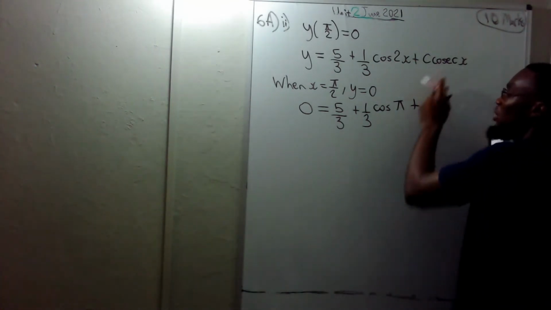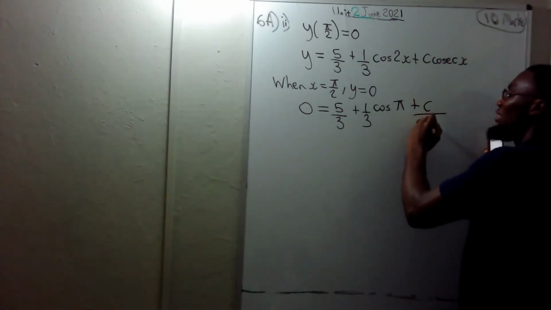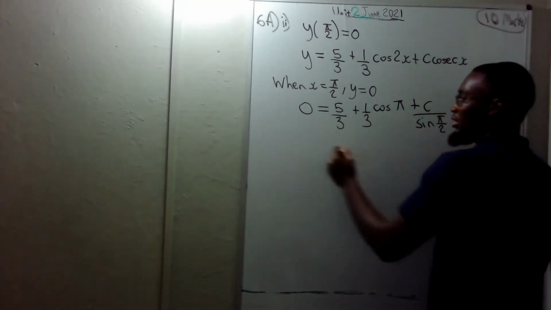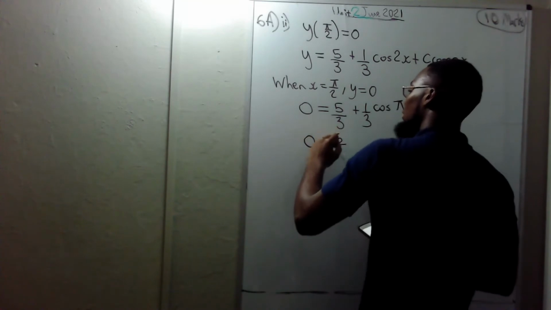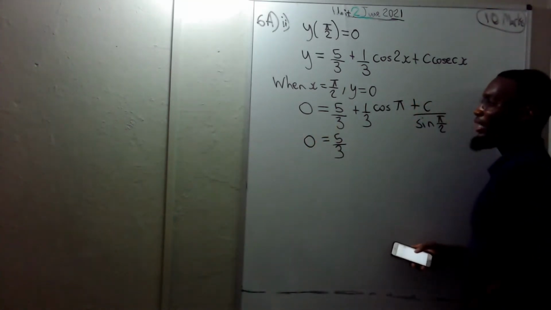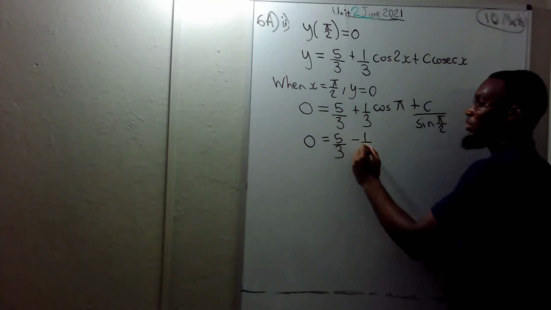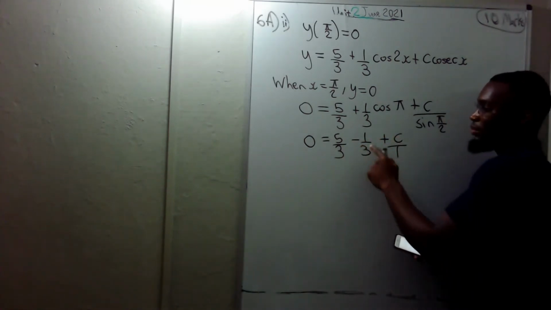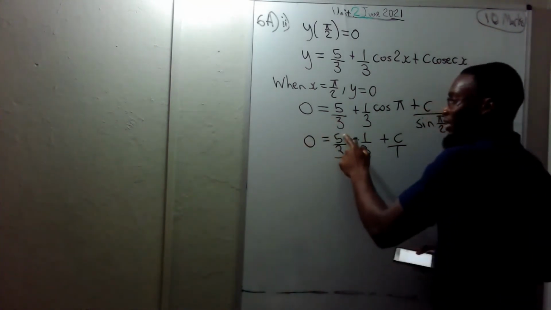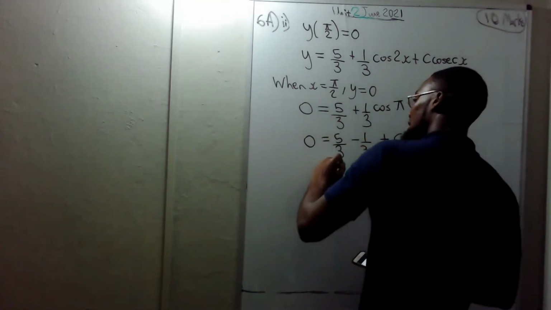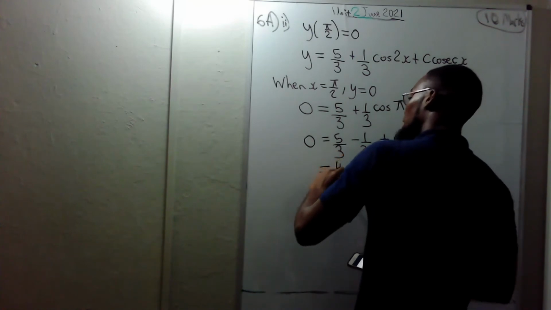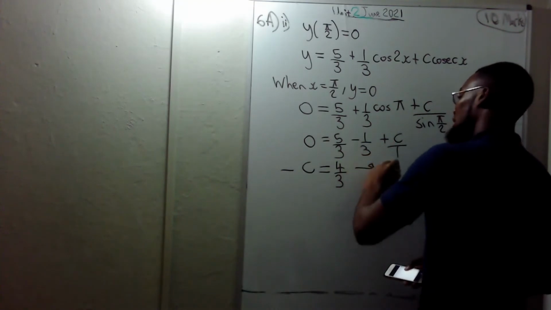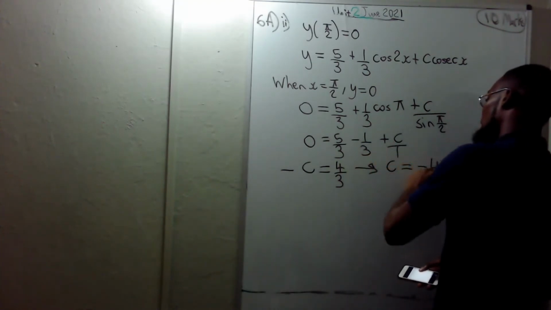Remember that cosec is 1 over sine, so it's really c over the sine of pi by 2. The sine of pi by 2 is 1, so that becomes 0 is equal to 5 over 3. The cos of pi is negative 1, so that's minus 1 over 3, plus c over 1. Make c the subject, so we need to bring these over here. 5 minus 1 is 4, so that's 4 over 3. That's minus c, so therefore c equals negative 4 over 3.